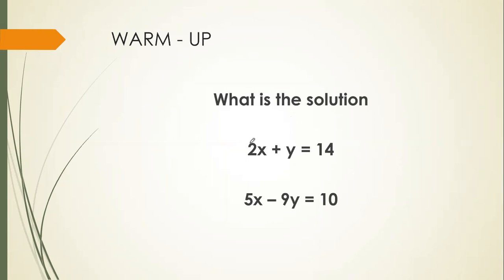So I got to get rid of this 2x. How do I get rid of it? So I'm going to subtract 2x from both sides. That would get me y equals 14 minus 2x.